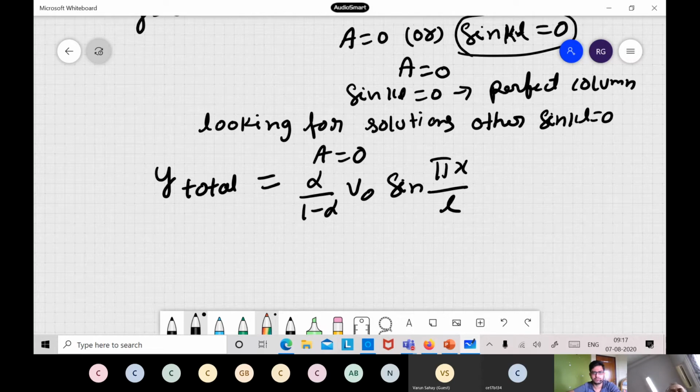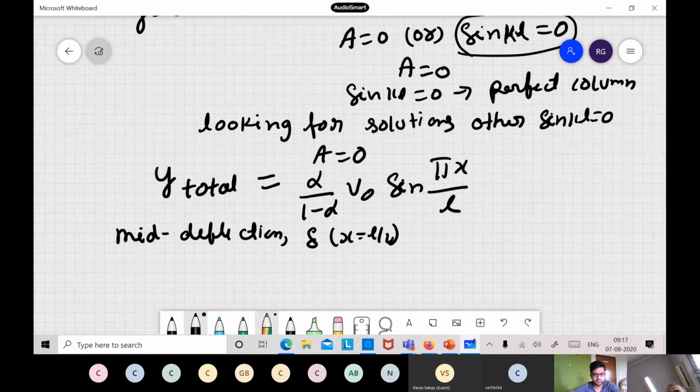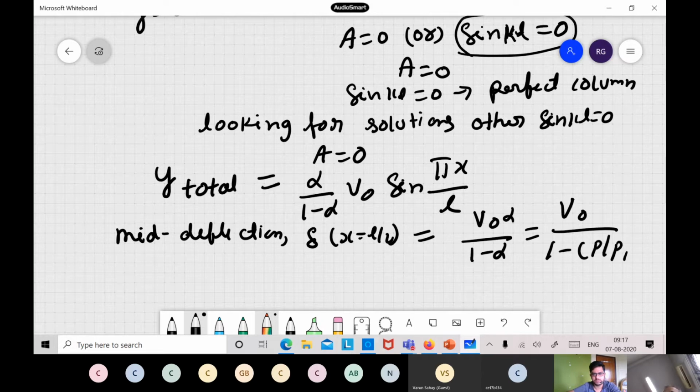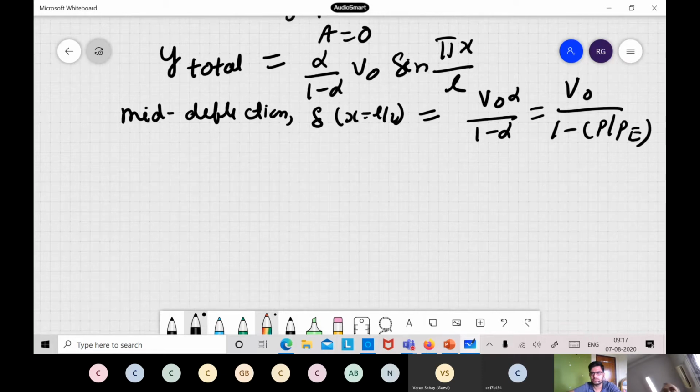So now we try to find out the mid deflection, that is delta, at x is equal to L by 2. When you substitute x is equal to L by 2, L gets cancelled, so sine pi by 2, all of you know that sine pi by 2 is 1 itself. So you can write this as V naught into alpha into 1 minus alpha, or if you expand, alpha is P by PE. So this is our mid-height deflection for this simply supported beam actually.